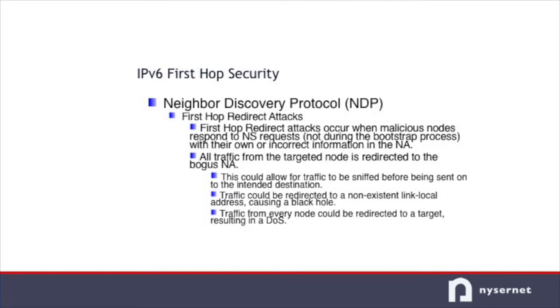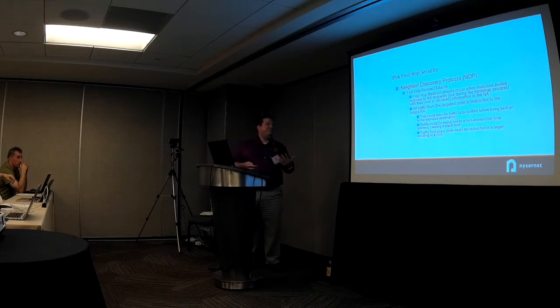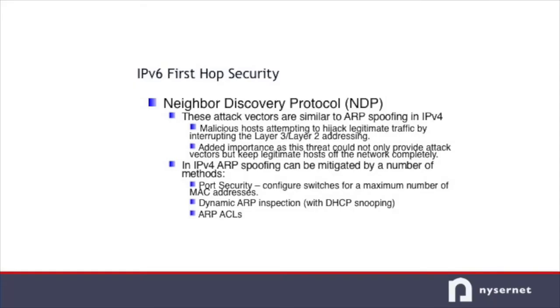Redirect attacks, again, we all know what redirect attacks are. You're trying to find out the machine address or another address of a machine. Someone spoofs the advertisement. Again, this is analogous to an ARP-based redirect attack in v4. We're aware of those, it's just not ARP, it's neighbor discovery. Same idea, same mitigation strategy. Again, I try to reinforce this quite a bit. Malicious hosts attempting to hijack legitimate traffic.